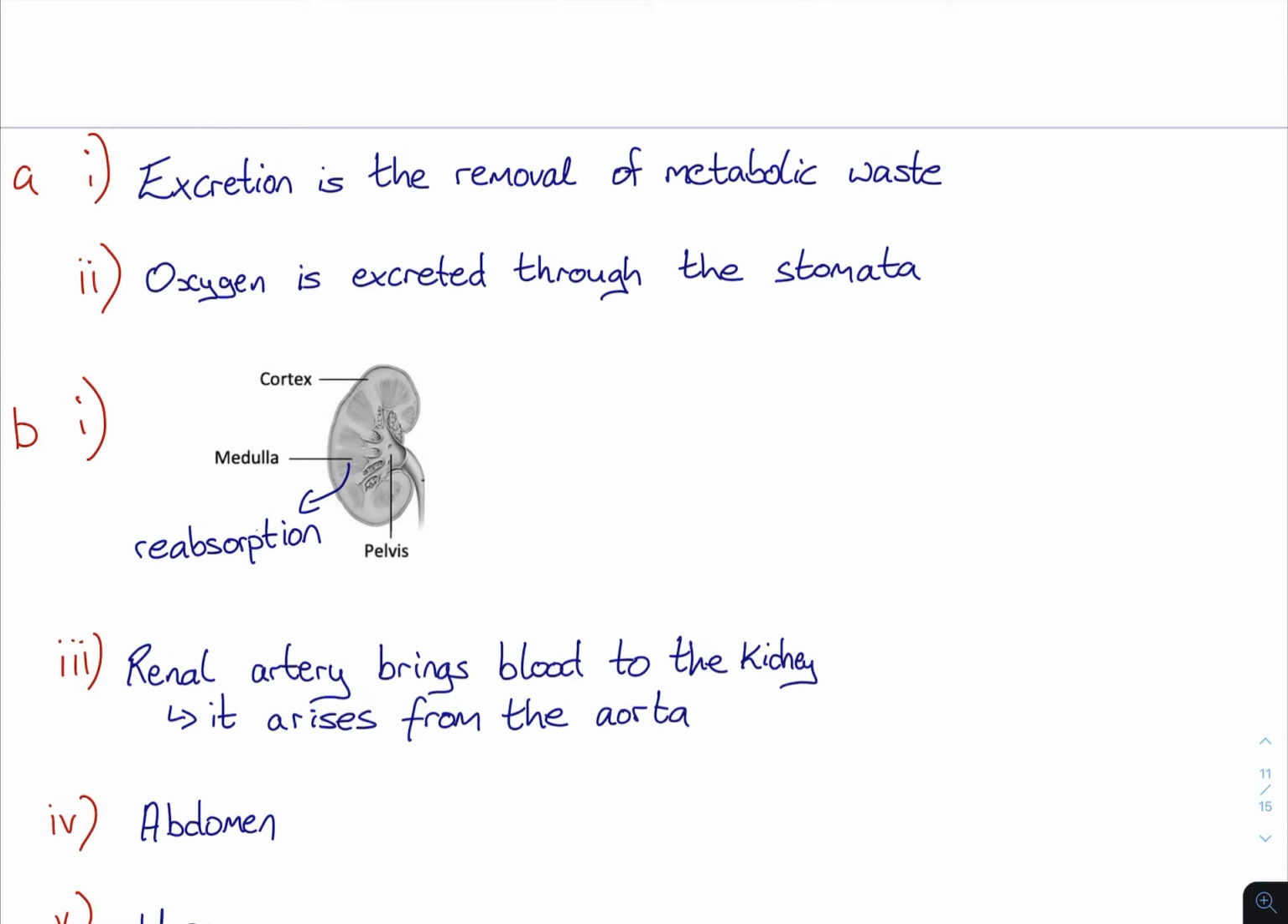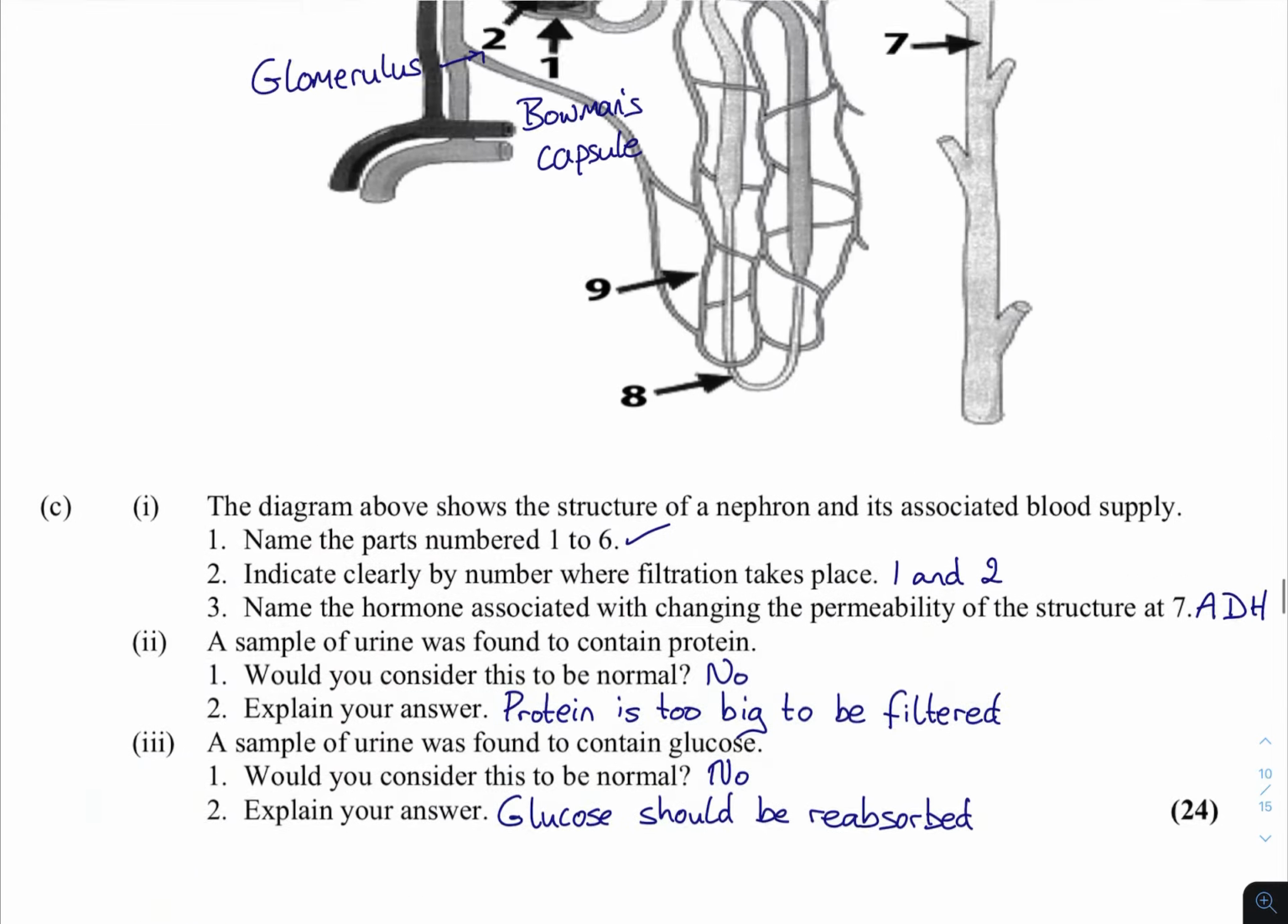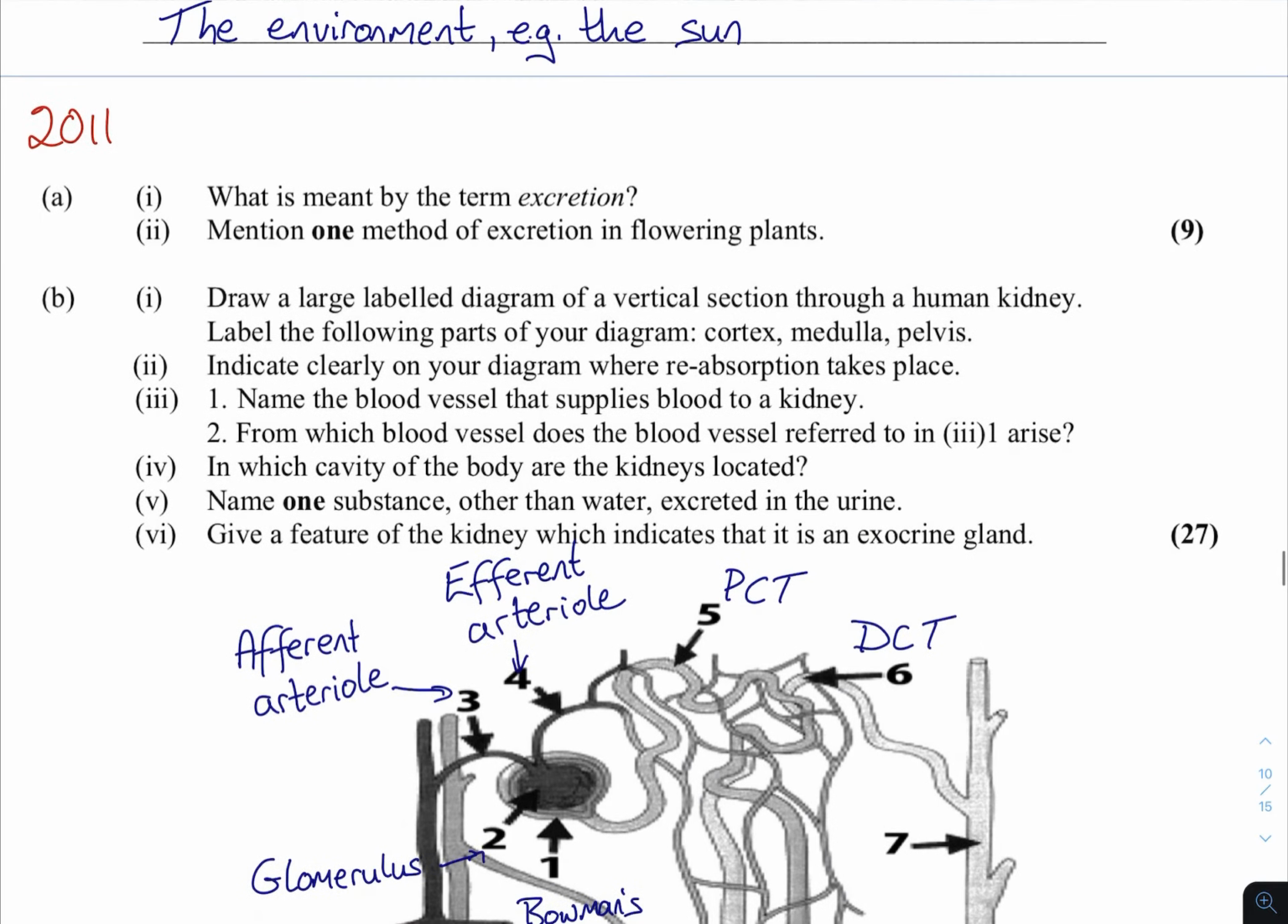But you can see here the cortex is on the outside, the medulla is on the inside, and then the pelvis is this section here. Now this is the ureter, but you weren't asked for that. And I presume the next question is going to ask you, where does reabsorption take place? Well, it primarily takes place in the medulla there. Okay, so that's part 2.